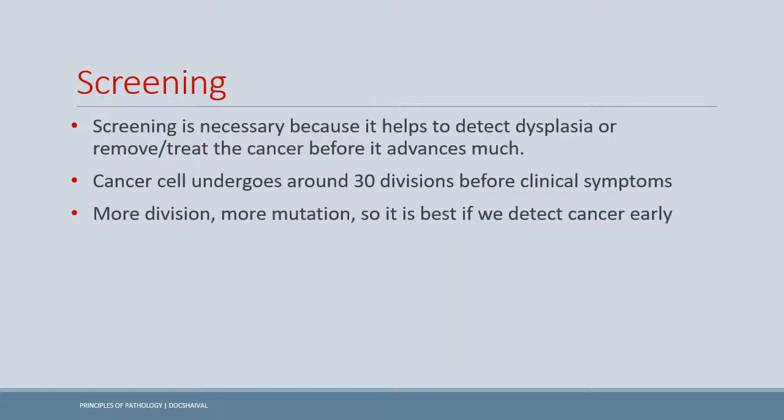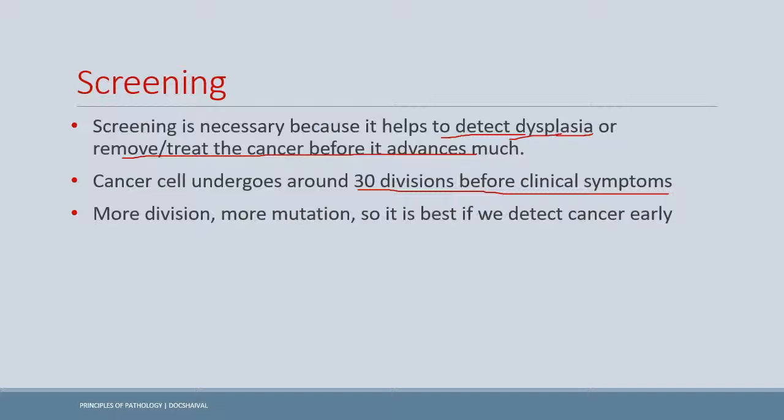Now, this is very important because we must detect the cancer or even the dysplasia before it converts into cancer. So screening is necessary to detect dysplasia and to remove and treat the cancer before it advances much. An example is squamous cell carcinoma of the cervix, where we detect the dysplastic cells when we do the pap smear before it spreads. With that we have decreased the progression of cervical carcinoma a lot. Now, the cancer cell must undergo around 30 divisions before it produces any clinical symptoms.